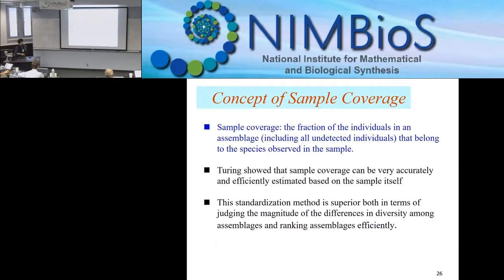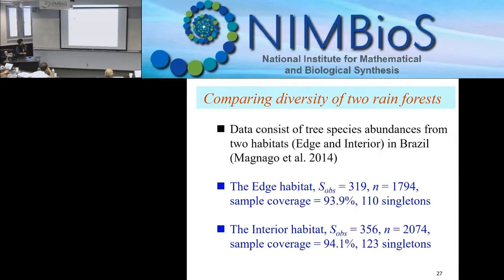And this standardization, compared with sample size standardization, is superior, both in terms of judging the magnitude of difference in diversity, and also in ranking assemblages efficiently. So I use two large data sets to show you how we do this kind of standardization. These are two rainforests in Brazil. One habitat is the edge, along the edge of the forest, and also the interior, that is about 300 meters from the nearest edge. And you can see the edge habitat and interior habitat.